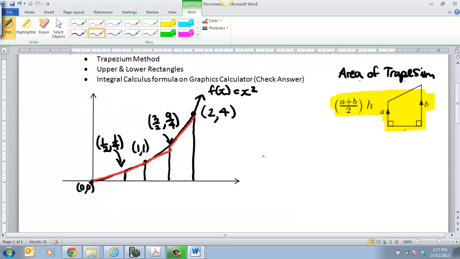So to do the calculations, I need to know all these points. So simply knowing it's a half and a quarter, the points are 0, 1/2, 1, 3/2 and 2, and the y-values are 0, 1/4, 1, 9/4 and 4. These are the points I'm going to use with this formula to work out the area.